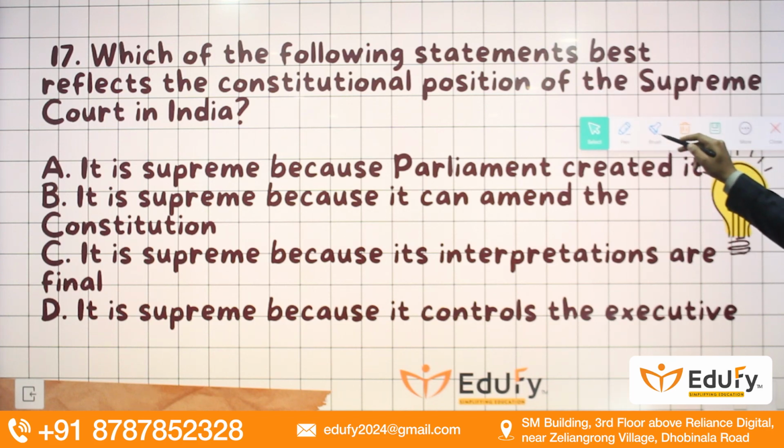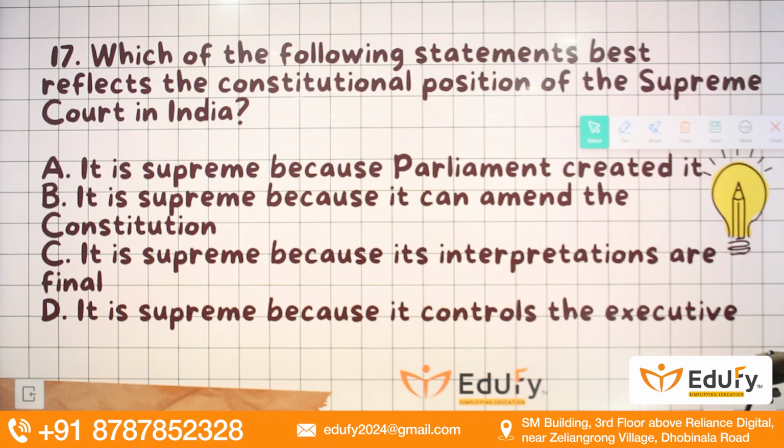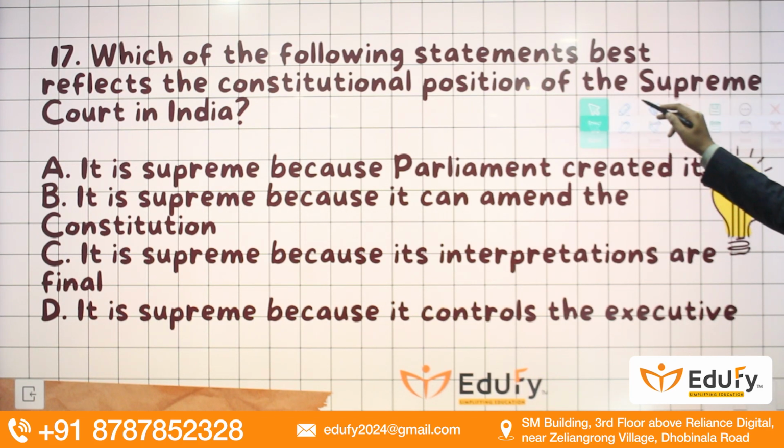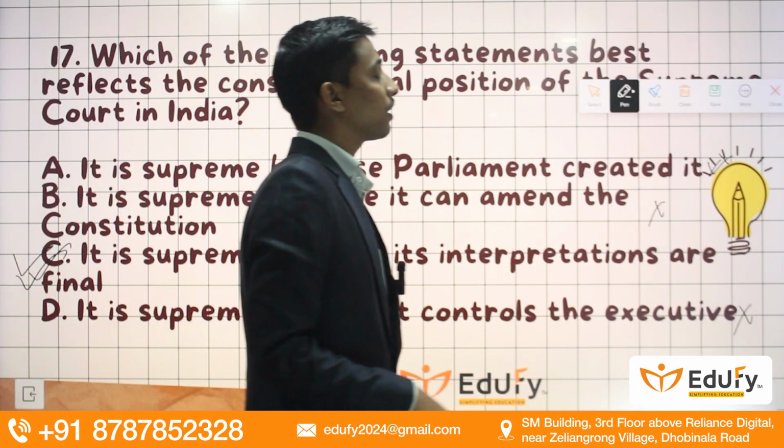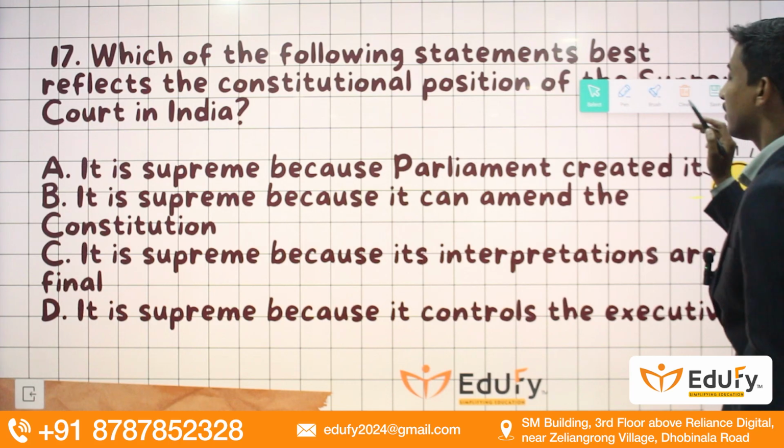Which of the following statements best reflects the constitutional position of the Supreme Court of India? It is supreme because Parliament created it. No. It is supreme because it can amend the Constitution. No. It is supreme because its interpretations are final. It is supreme because it controls the executive. No, guys. So the correct option is it is supreme because its interpretations are final.